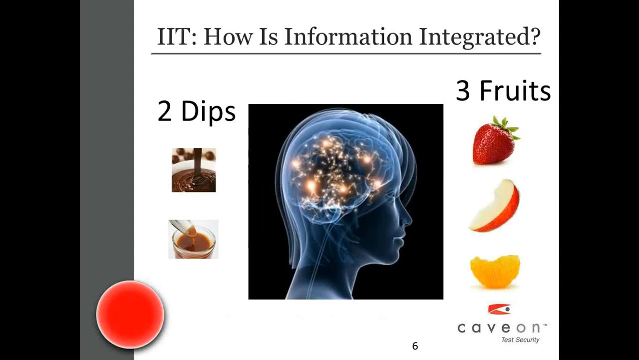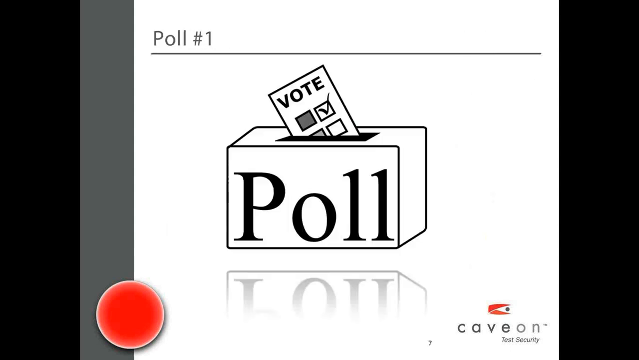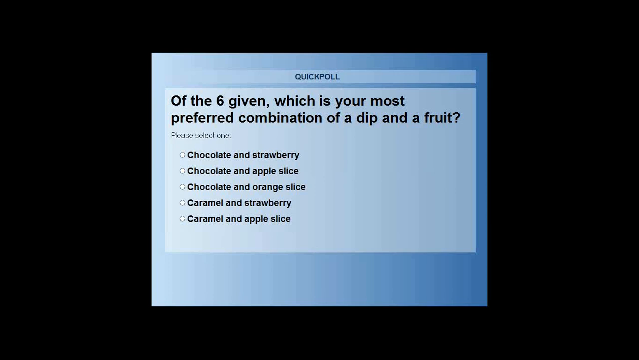So let's go to that poll now, please, Steve. Sure. Oh, by the way, the poll technologically could only show 5 of the 6 combinations, so I apologize. I already removed the caramel and orange slice one, thinking it was low likelihood of being selected anyway. So I apologize, it's just a limitation. So please make your response.